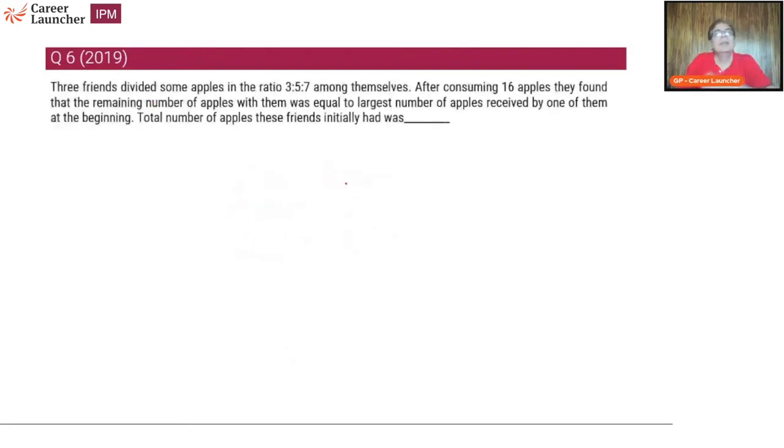Okay. Next. 3 friends divided some apples in the ratio of 3:5:7 among themselves. Ratios, class 9th, 10th. Okay. Ratio is something that should be simple for all of you. After consuming 11, 16 apples, they found the remaining number of apples with them was equal to this, okay, total number of apples. Simple question of ratios to be definitely attempted. So in addition to question 1, 2, we now have question 6 also. So we have attempted 3 questions out of 6 correctly.